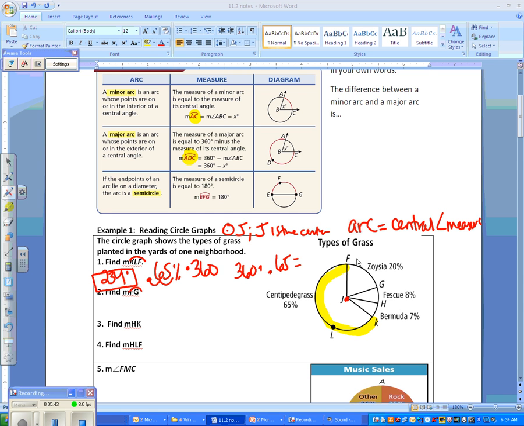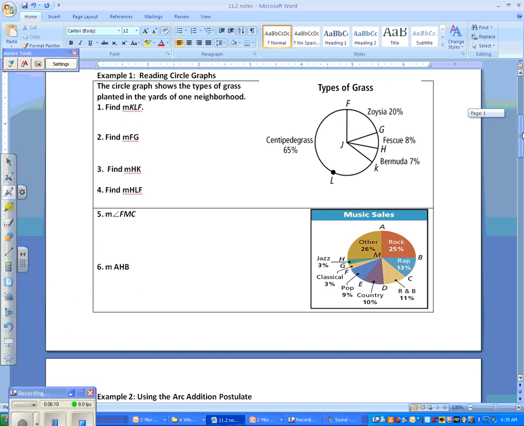So we're only looking at this part this time, and that part says it's 20%. So we just need to do 20%, which is 0.20 times 360, and that'll be what that is. So 72 degrees. Okay. And then why don't you go ahead and finish 3 and 4, and I'll check those tomorrow in class.